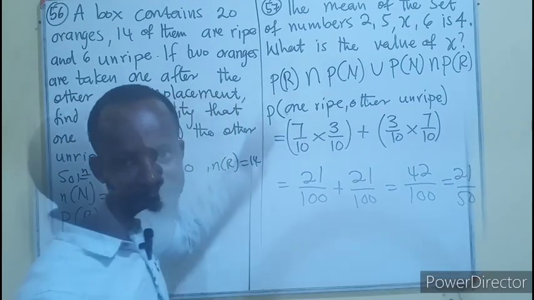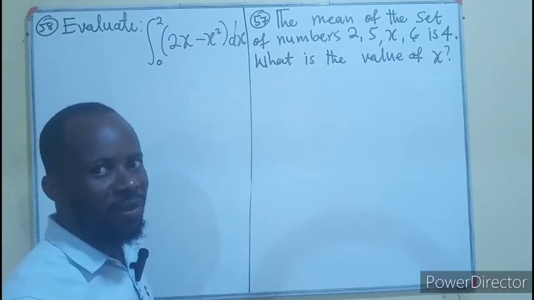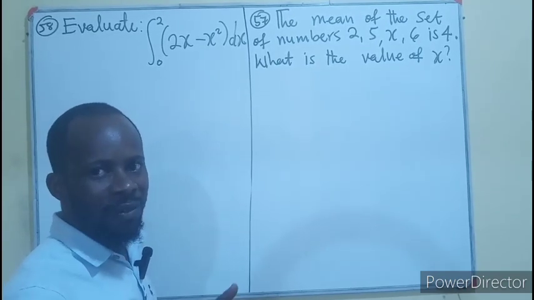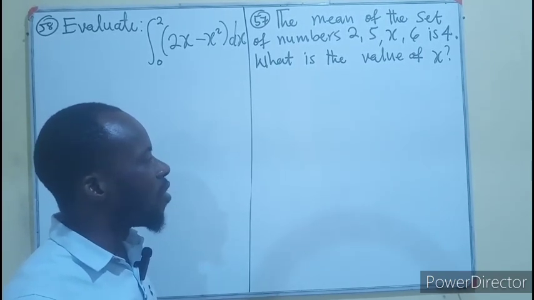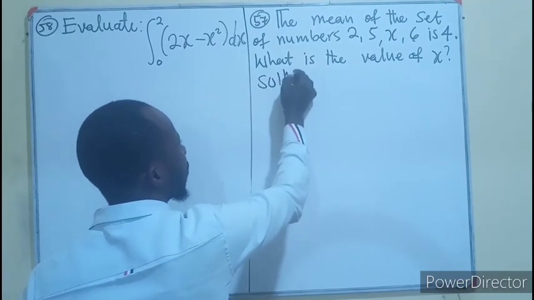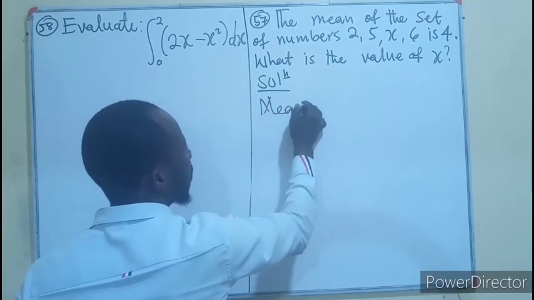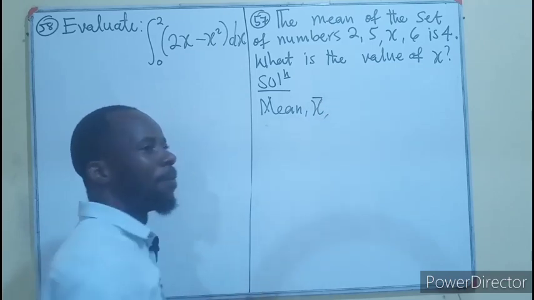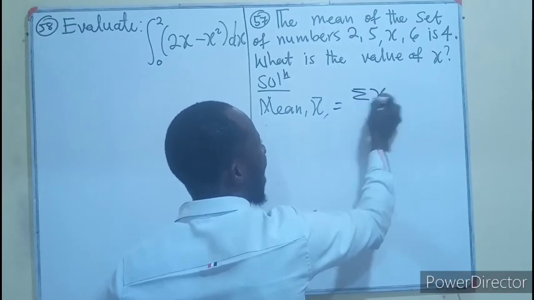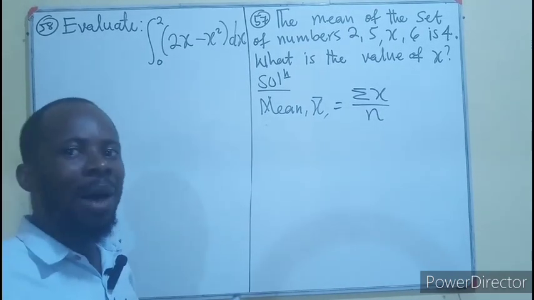On the question paper, question 57: the mean of the set of numbers 2, 5, x, and 6 is 4. What is the value of x? If you are looking for the mean, x-bar is equal to the summation of x over the number of x, meaning how many elements are present.